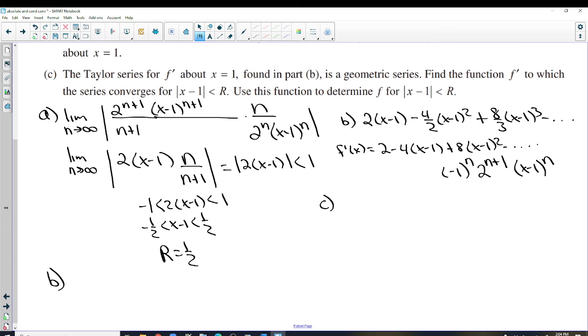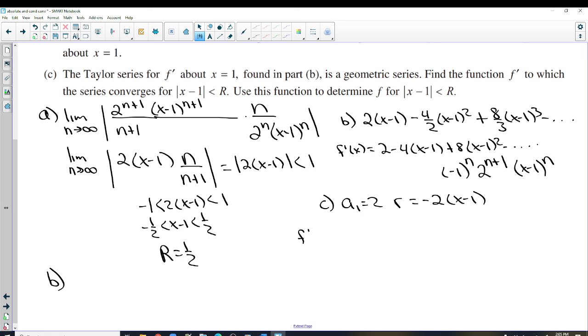See, the Taylor series for f prime about x equals 1 found in part B is a geometric series. Find the function f prime to which the series converges. How many functions do you know? 1. You only know 1. So f prime, well, let's do this. Let's say a sub 1 is 2, but the r is negative 2 times x minus 1. So it's negative because it's alternating. So it starts out as 2, then you multiply by 2. It happens to be negative 2.